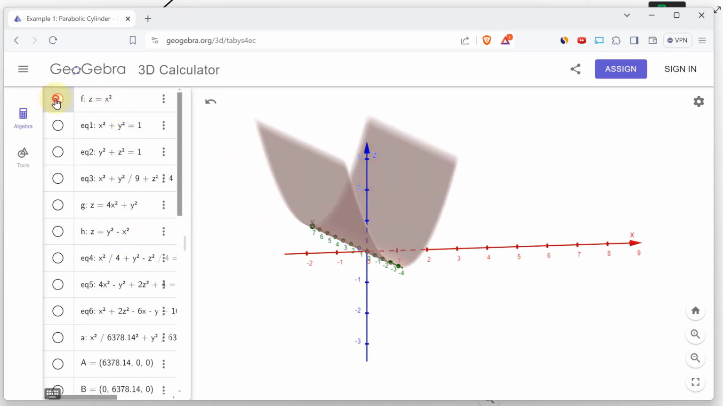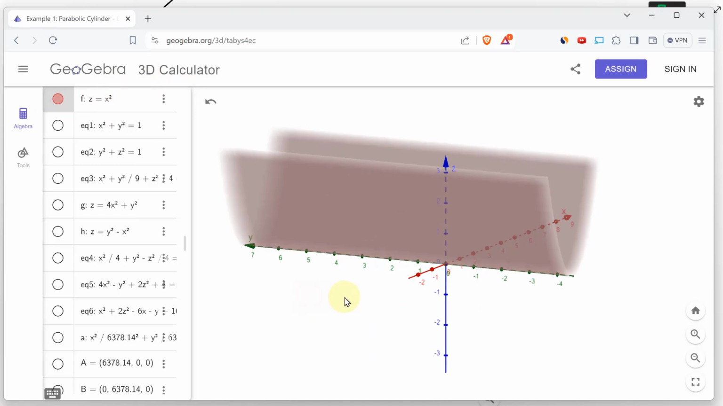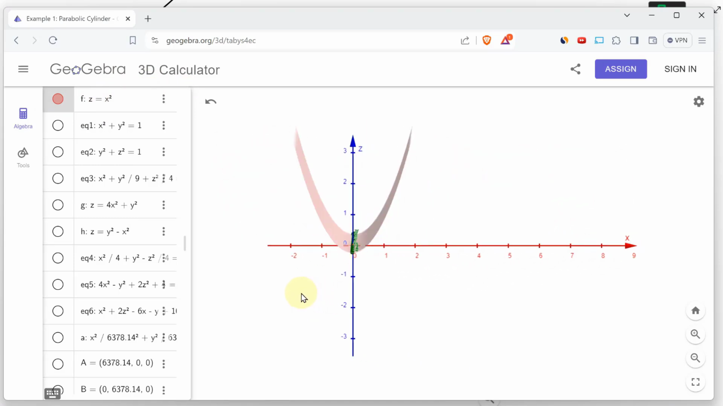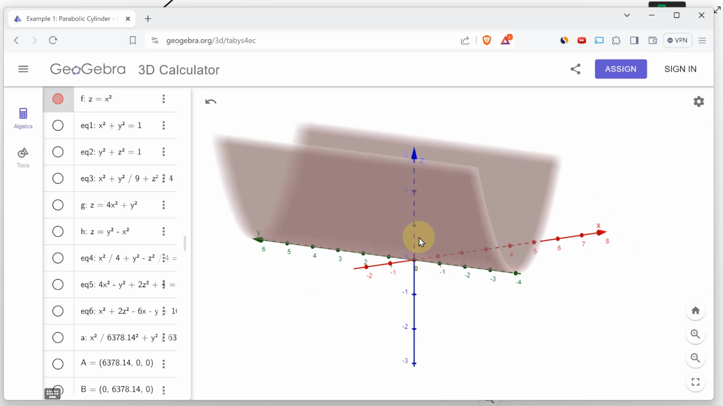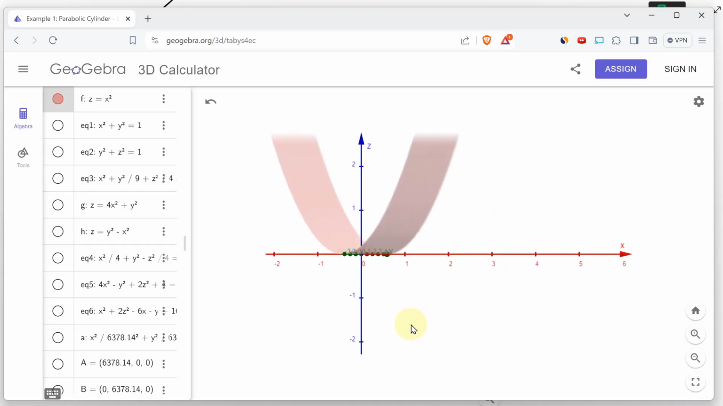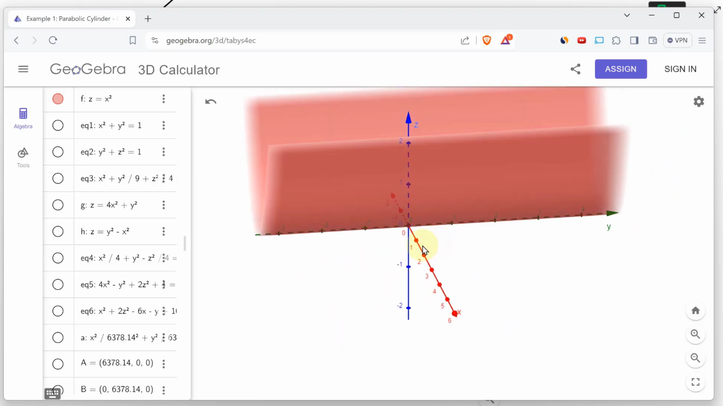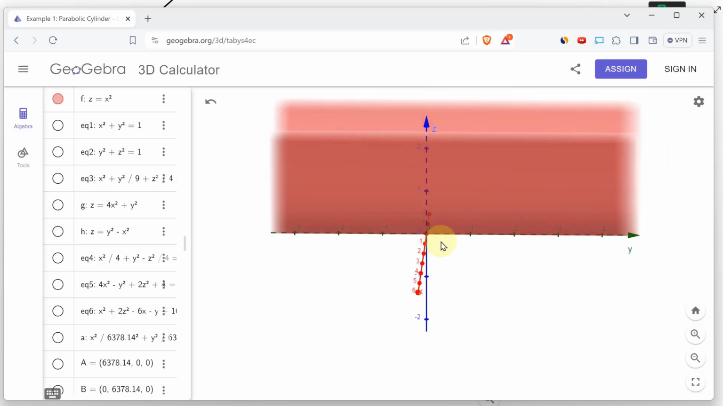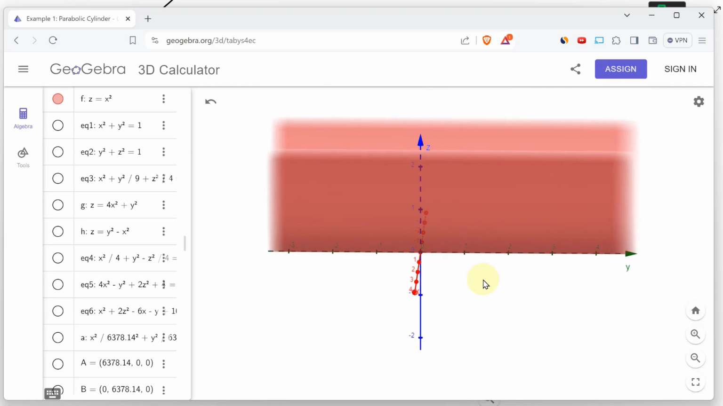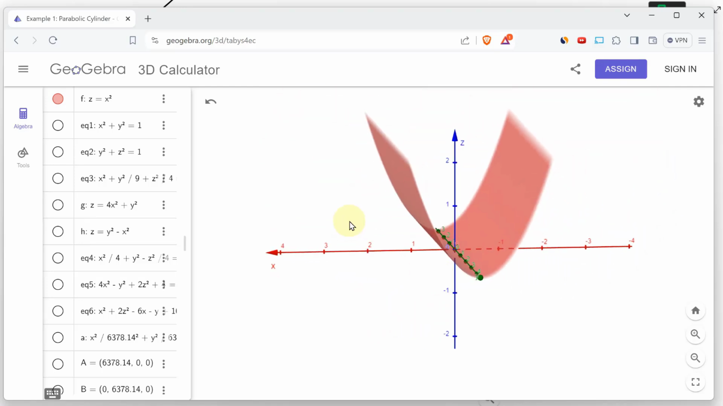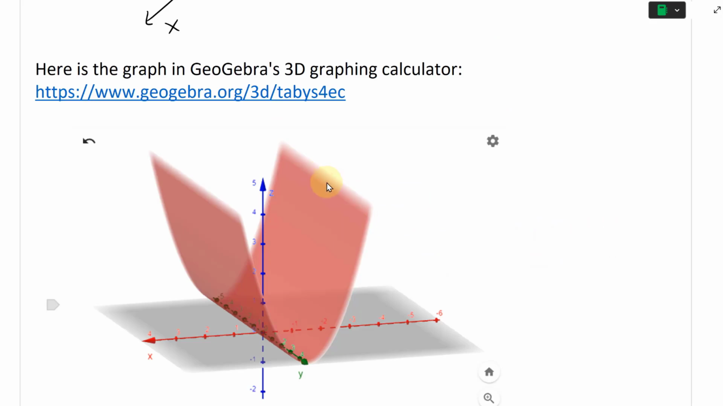So here's how it looks. You can just type into GeoGebra z equals x squared, and it's going to create a cylinder like that, a parabolic cylinder. That's epic stuff. Yeah, it's pretty sweet. Then you can zoom in, shift it around, rotate it and so on. You can move it around and play around with it, and yeah, pretty cool stuff. All right. Let's continue further.